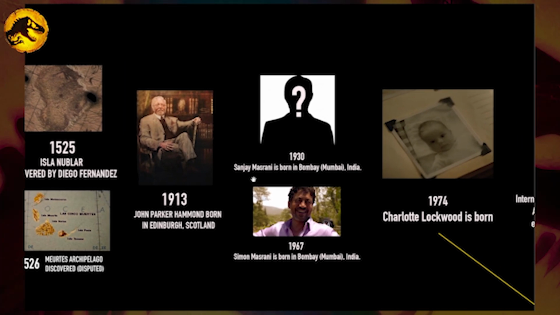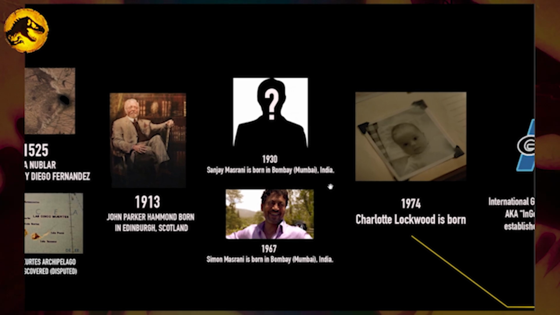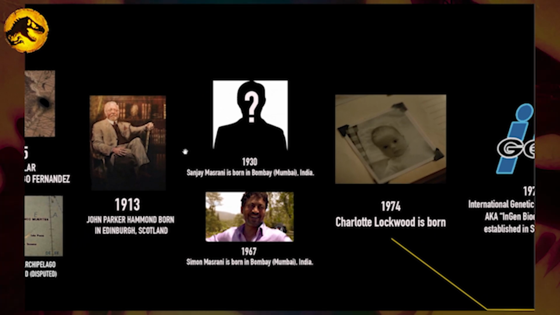1930, Sanjay Masrani is born in Mumbai, India, and we do not have a picture of this character, but in 1967 we do have a picture of his son, Simon Masrani, who is also born in the same location, and this information was from MazraniGlobal.com. These two will play an important role. Sanjay Masrani is friends with John Hammond, by the way.